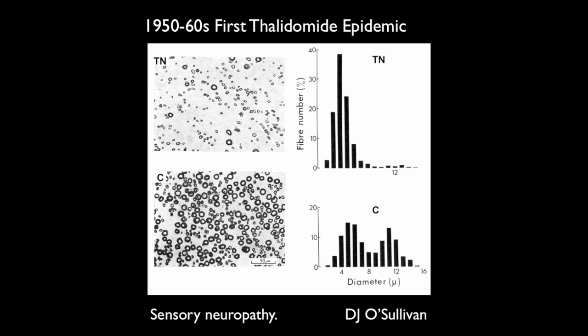Thus, the first thalidomide epidemic was an outbreak of sensory peripheral neuropathy, and it left many adults disabled, unable to feel their own feet and hands thereafter. It's a very serious affliction. It's crippling.